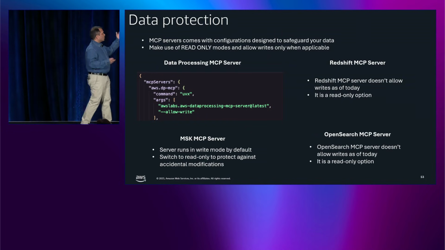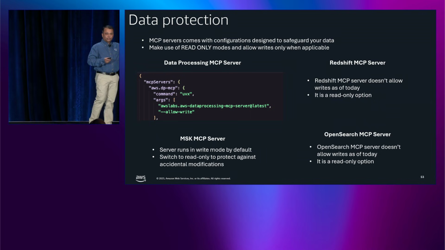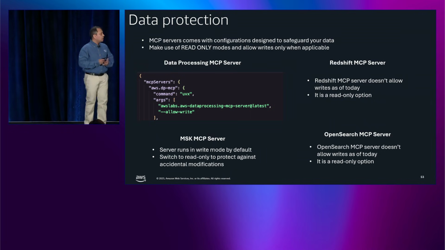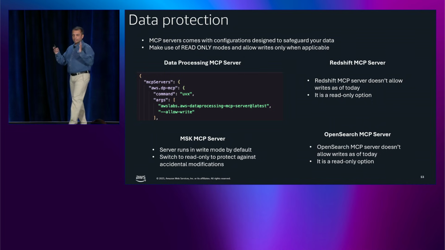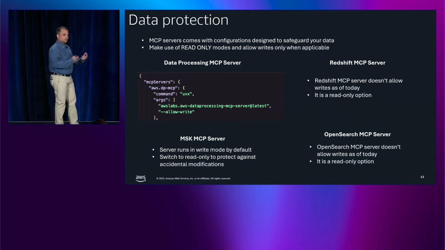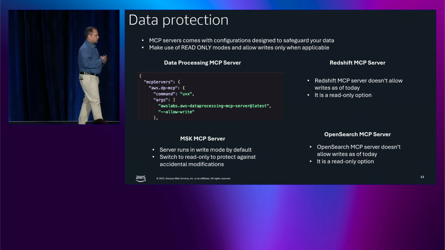So you can put allow write to make sure that your MCP server is able to do those activities. Whereas in the case of the Redshift MCP server, it's in read-only mode. So it is intended to consume the data from Redshift at this point in time. And the same is the case with OpenSearch. It is intended to consume the data from OpenSearch.